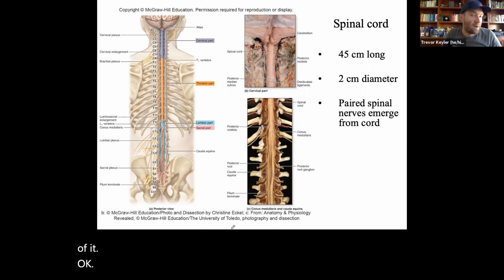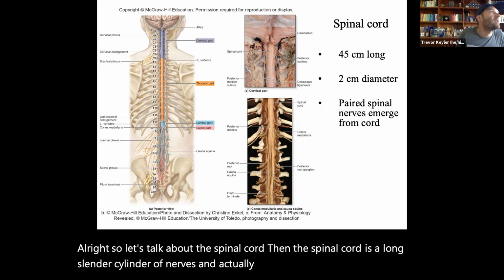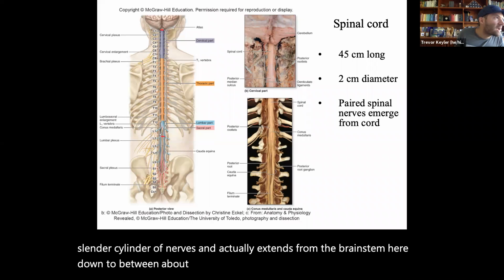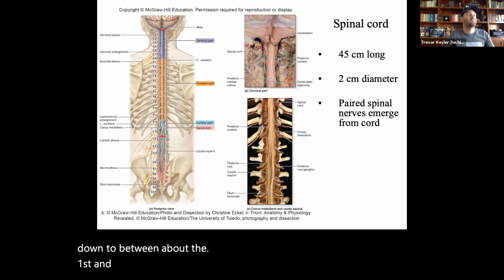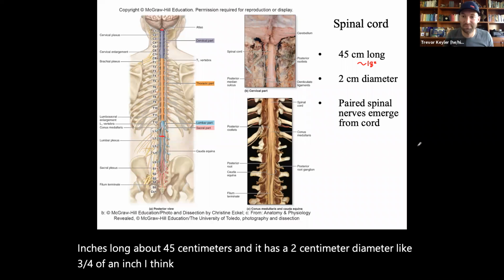All right, so let's talk about the spinal cord then. The spinal cord is a long, slender cylinder of nerves. It extends from the brainstem down to between about the first and second lumbar vertebrae. All in all, it's about 18 inches long, about 45 centimeters, and it has a 2 centimeter diameter, like 3/4 of an inch, I think, is the translation for that.